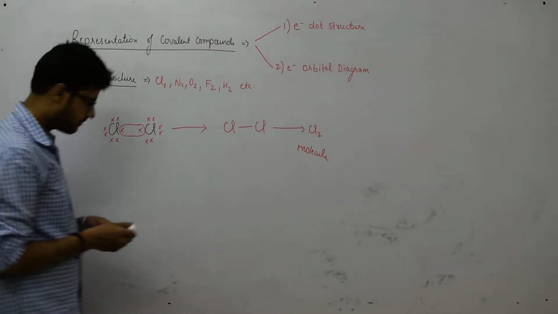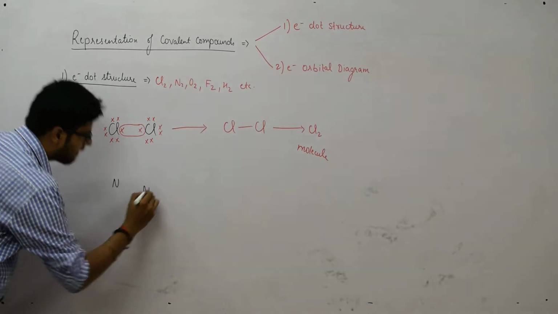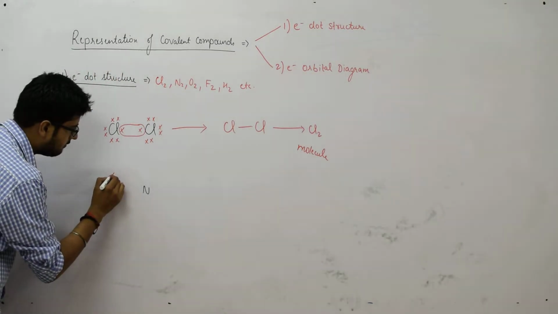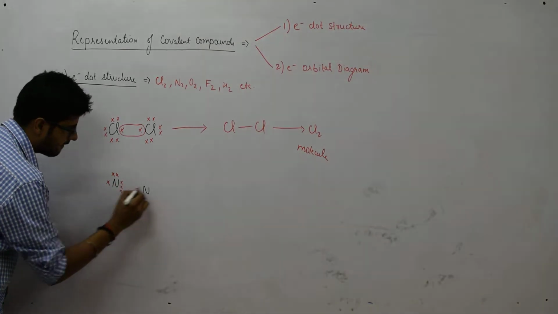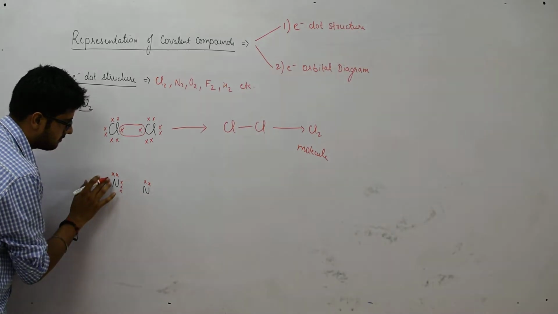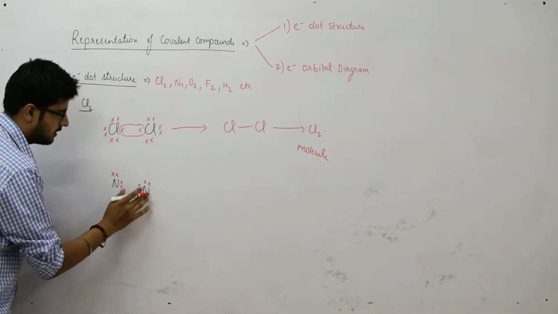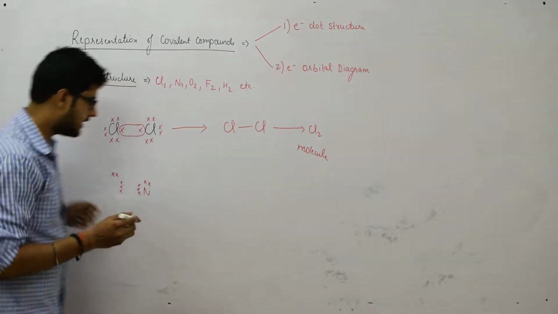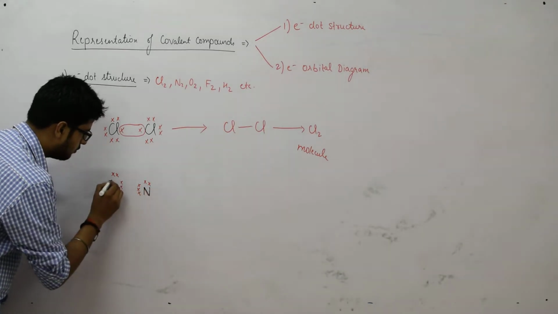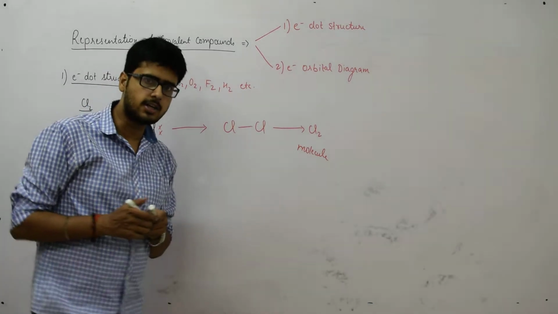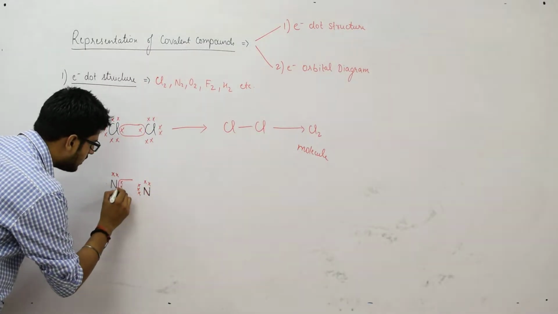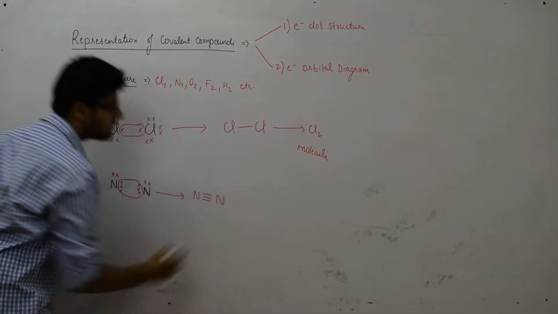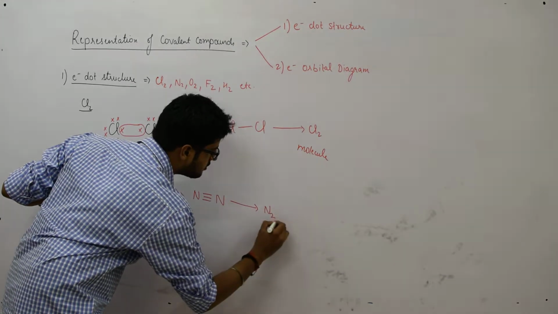The second case is of nitrogen. We have 2 nitrogen atoms, and both the nitrogens have 5 electrons in their outermost shell. So we are going to represent the 5. Again, both the nitrogen atoms need 3 more electrons to attain their octet. Hence, they will share 3 electrons each. As a result, a triple bond will be formed between the 2 nitrogen atoms, and this will lead to the formation of the nitrogen molecule.